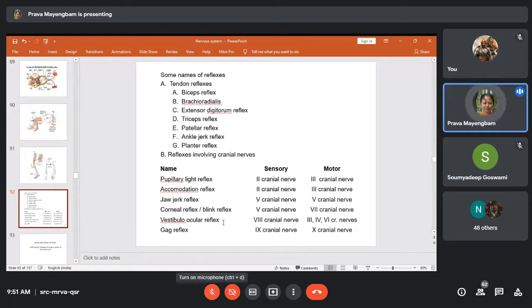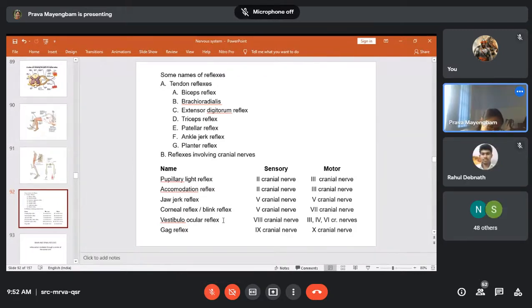Then the vestibulo-ocular reflex. This is about how you maintain your equilibrium. Do you understand the maintenance of equilibrium? Are you aware of this term, equilibrium? Yes, ma'am. What is that? Balance. Yes, it is the balance.